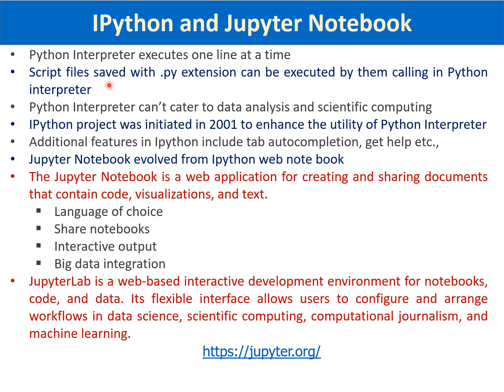Therefore, to overcome these limitations, the IPython project was initiated in the year 2001, to enhance the utility of the Python interpreter. Now, IPython also you had seen you can launch in the Anaconda command prompt with the ipython command, and you had seen it has some additional features like tab auto completion, getting help, and enhanced input output. Still it had many limitations. So later it evolved into the IPython web notebook, from where we got the Jupyter notebooks.